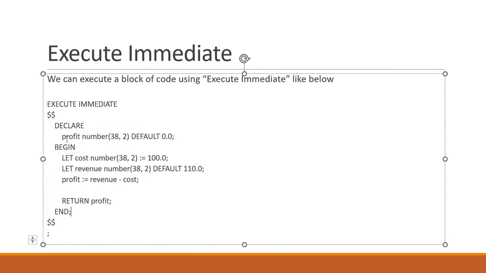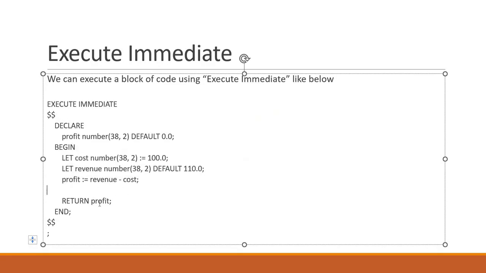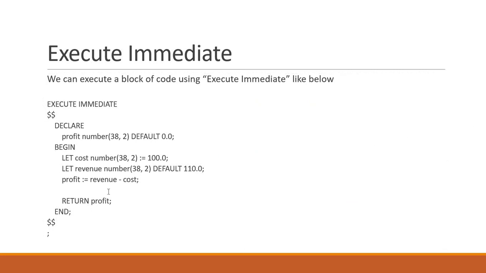Suppose here I am executing this block of code to calculate the profit. Suppose there is some cost, and we are generating some revenue after putting some cost on some item or goods or whatever it is. So how can we decide the profit? The revenue we are generating minus the cost of that item or goods. That will be the profit, right? And I am returning this profit. So whenever I execute this statement, it will return the profit variable. So this is how we can execute some block of code by using execute immediate.